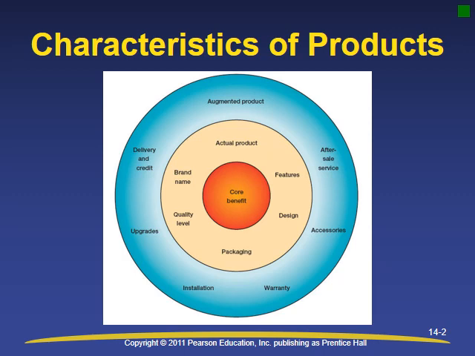To understand the nature of these decisions, it's important to recognize the various types of products and the stages that products go through during their lifetime in the marketplace. This slide gives an overview of the characteristics of products, and we'll discuss some of these items that affect the life cycle in the marketplace in this chapter as well.